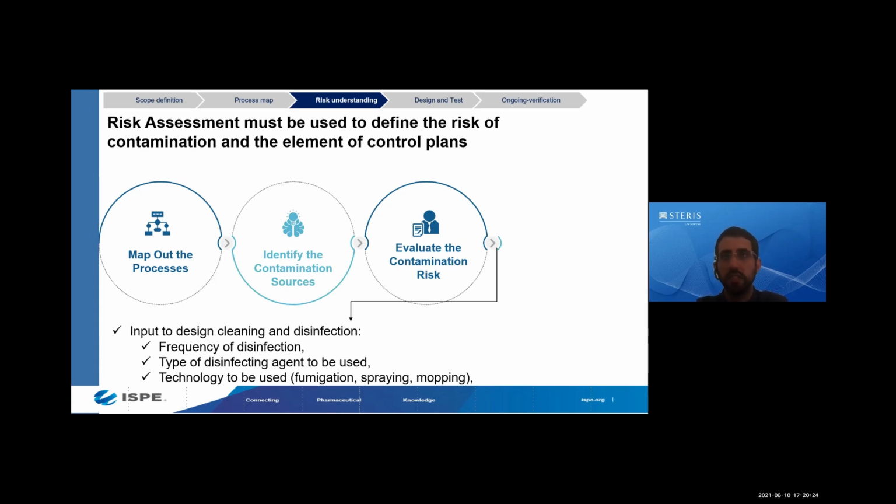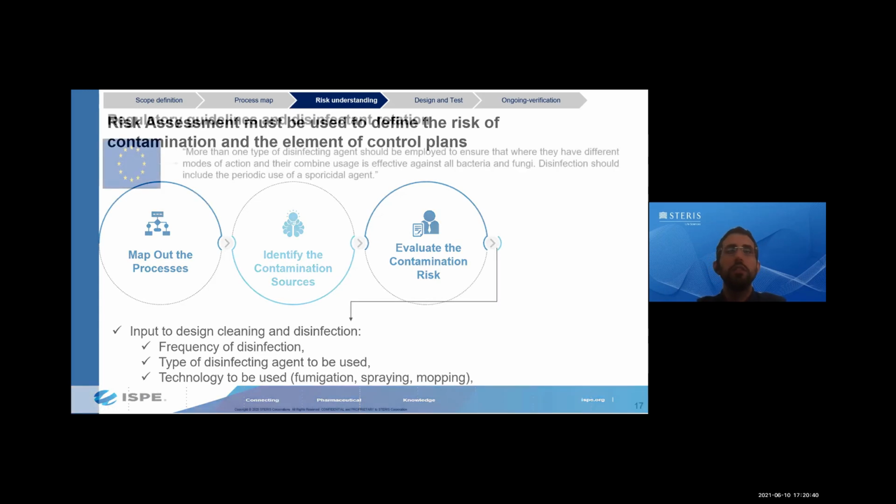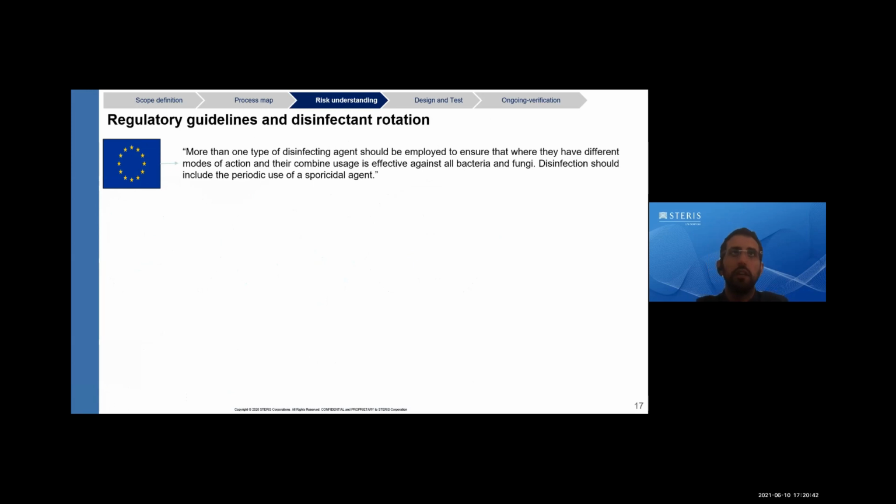If you have a facility that already exists, another parameter that should be used is the historical environmental monitoring to help in defining the type of disinfecting agent to use and the frequency. Now, there is a lot of discussion, again, around disinfectant rotation. That means using a broad spectrum disinfectant and rotating to another.